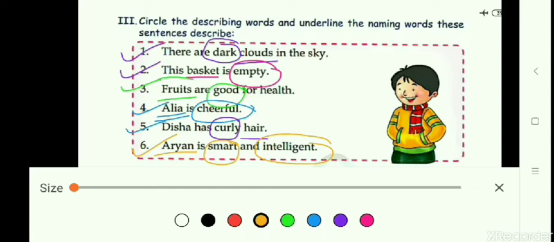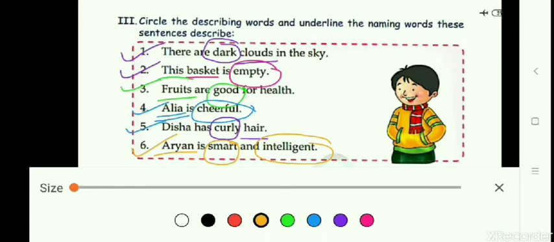Let's revise once again. Dark clouds. Dark is the describing word. Clouds is the noun. Clouds are dark. Then this basket is empty. Now here basket is the noun. Empty is the describing word. How is the basket? Basket is empty. Fruits are good for health. Now, fruits is the noun and good is the describing word. How are fruits? Fruits are good.